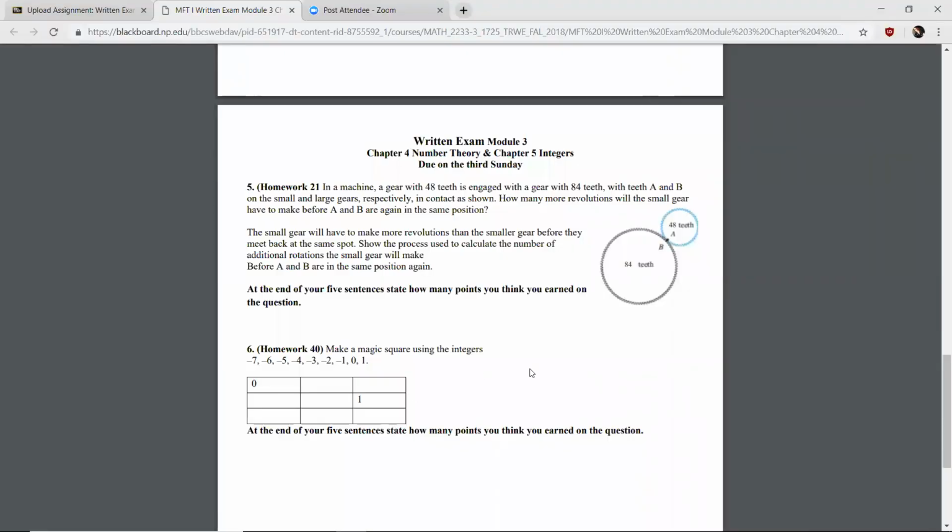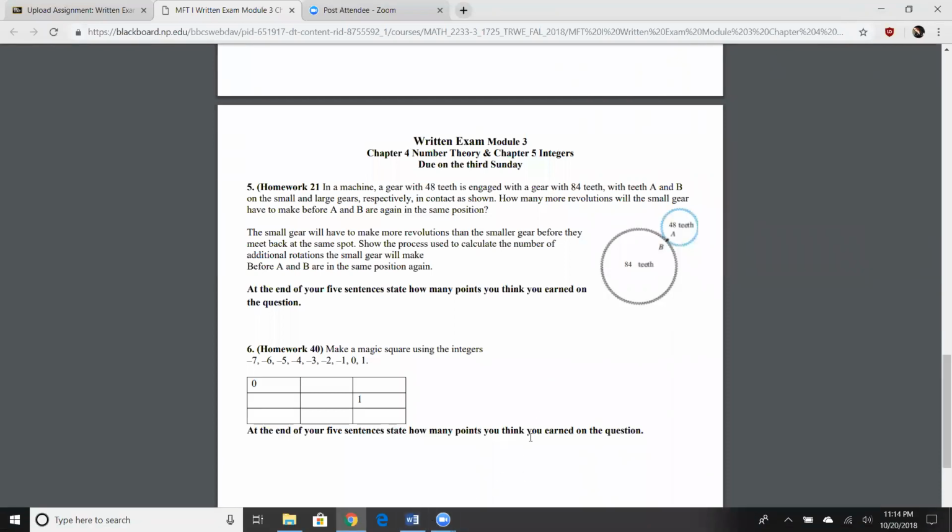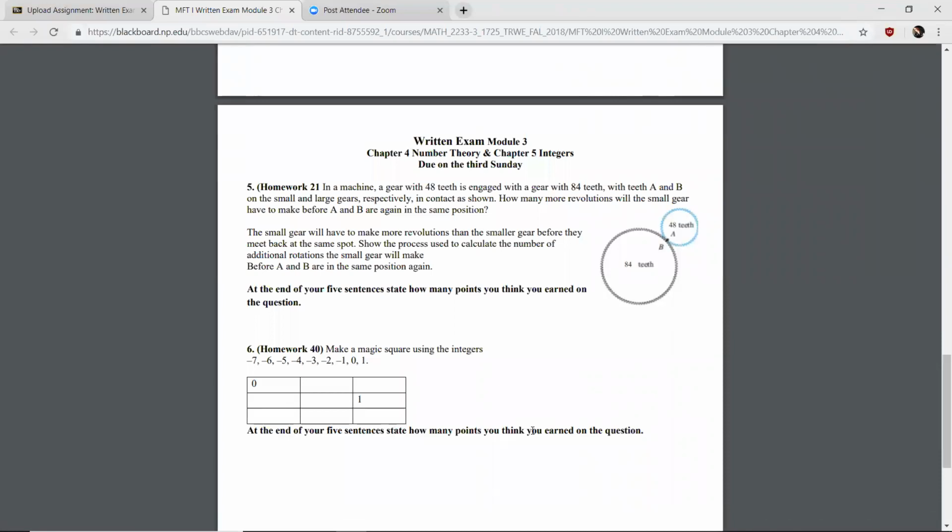Problem number 5 is asking us about gears and the rotations of the gears, and for this we kind of combined LCM and GCD. I have all my math written down, but let's read the problem first. In a machine, a gear with 48 teeth is engaged in a gear with 84 teeth, with teeth A and B on the smaller and larger gears respectively in contact as shown. How many more revolutions will the small gear have to make before A and B are in the same position?